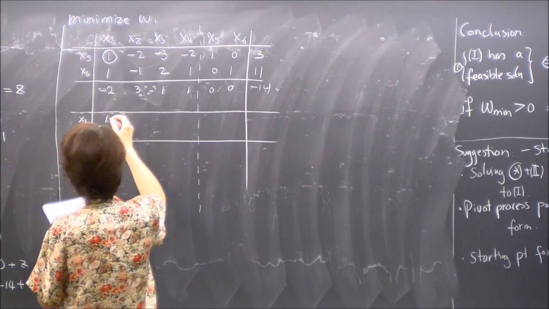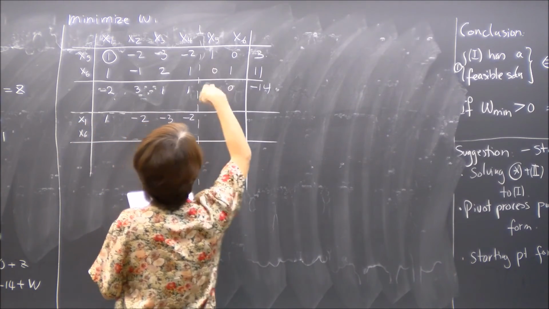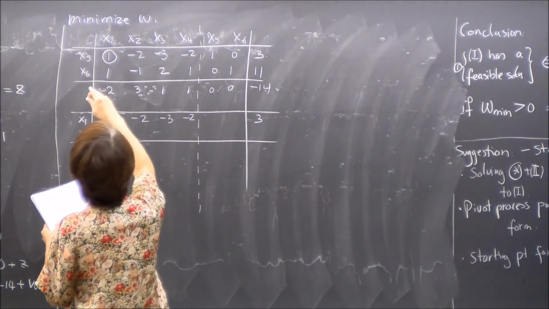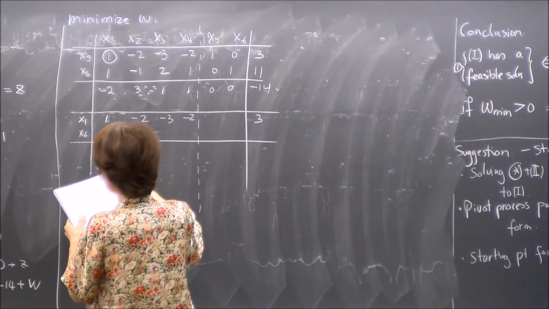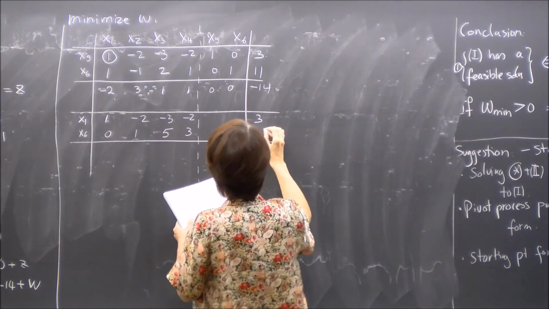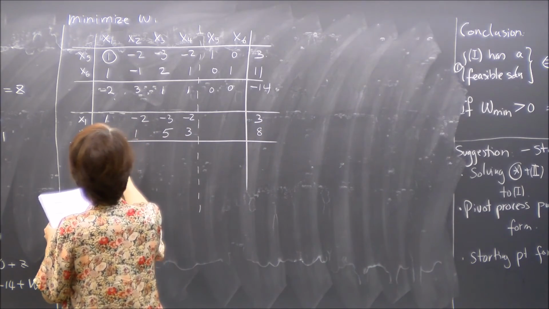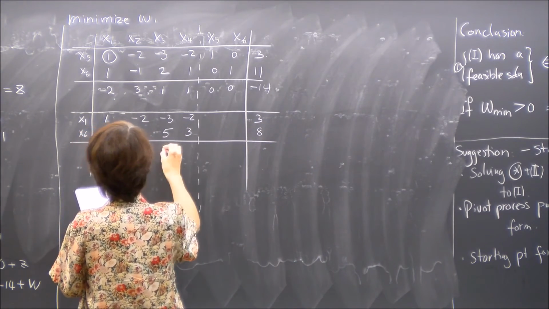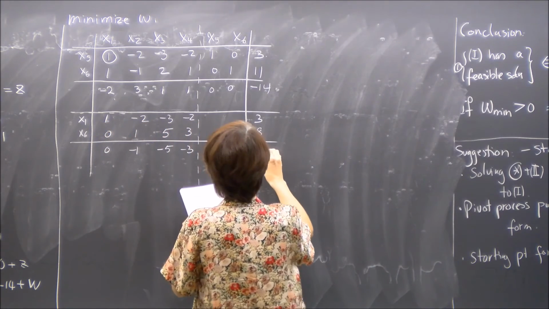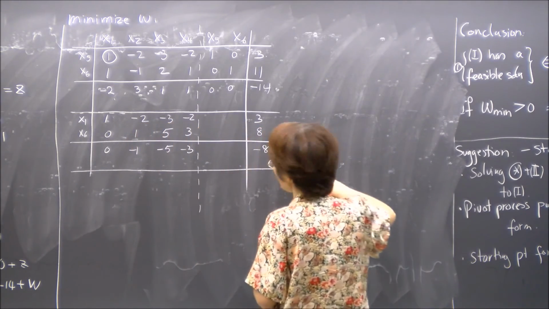So I will have 1, -2, -3, -2. I'm not going to copy down here because they're irrelevant. 3. And then for x6, I make that 0, 1, 5, 3. And I have 8. And the w term becomes 0, -1, -5, -3, and -8. Okay, that's after one step.